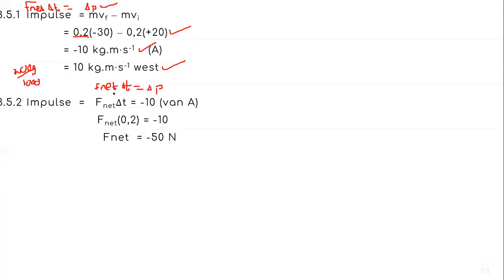So we are looking to calculate F net. And that is why we say F net, right? Then delta T, which is 0.2, the time of contact, is equal to the change in momentum we've already calculated. It was negative 10. Remember, you have to substitute the negative. Why? Because momentum is a vector quantity. Then you do your mathematics, and your F net will be negative 50 newtons. In other words, when you interpret the negative, by omitting it, it will be 50 newtons west, because the negative means west, and it makes sense that it was acting west.